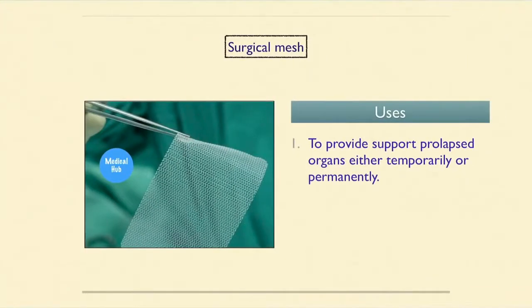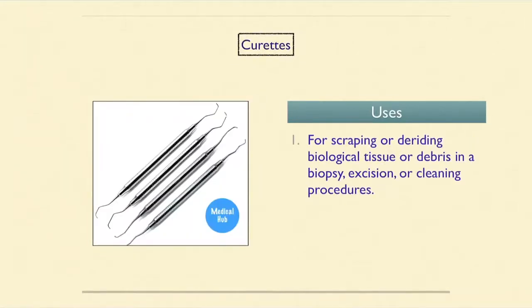Next, this is surgical mesh. It is used to provide support to prolapsed organs either temporarily or permanently. Okay, so next one is the curettes. So it is used for scraping or debriding biological tissue or debris in a biopsy, excision or cleaning procedures.